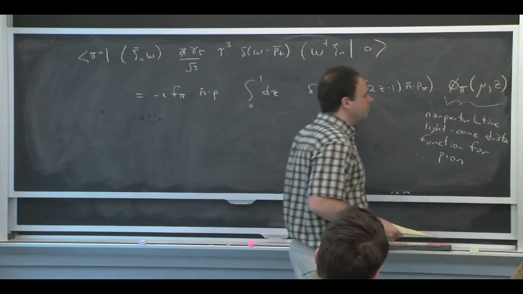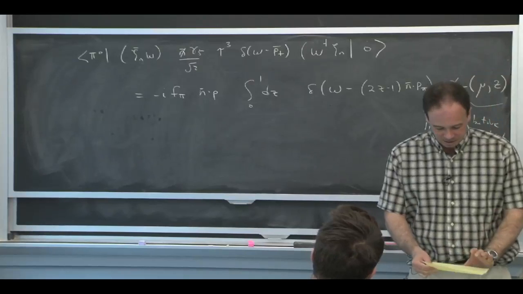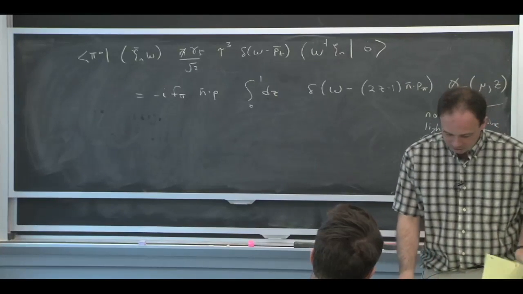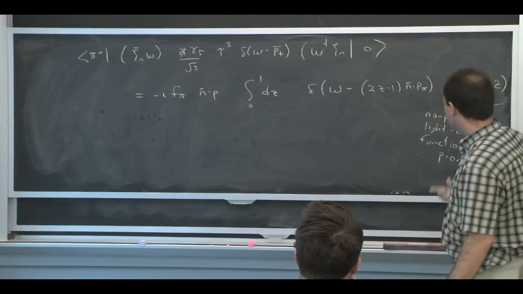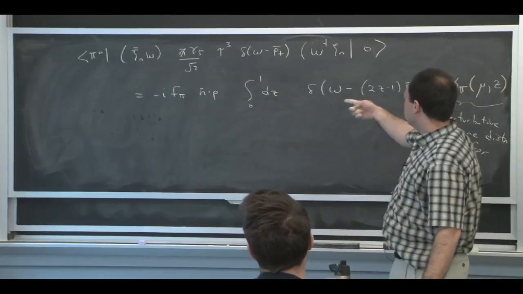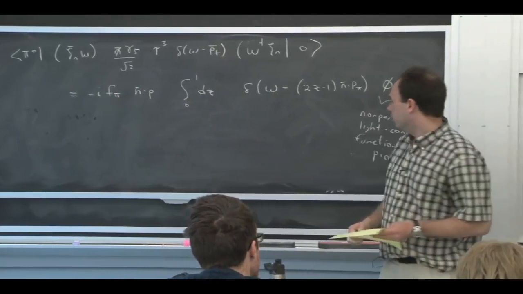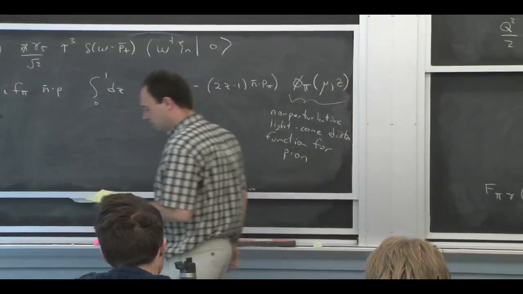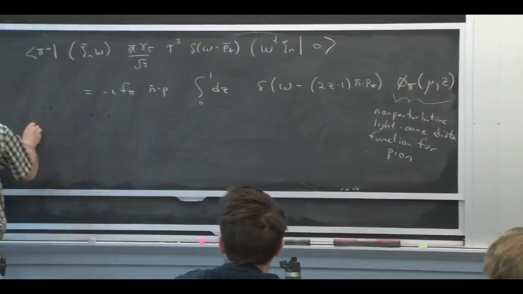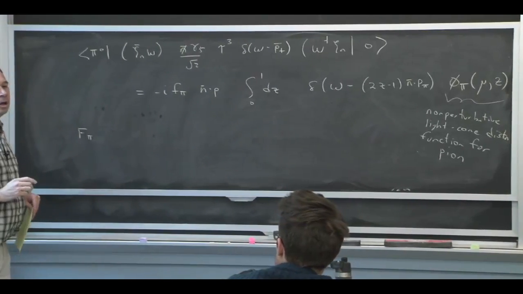OK, so we could take this formula, plug it back in there, and then we'd have a factorization theorem. And I think that you can imagine what that would look like. I could write it instead of an integral over w as an integral over z. And that would be the factorization theorem involving this phi pi. So is this the same interpretation, the probability of the pion?